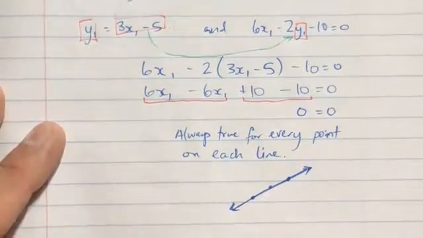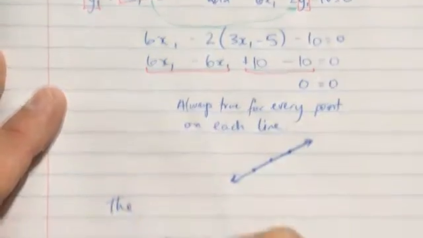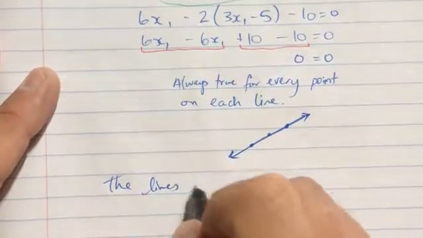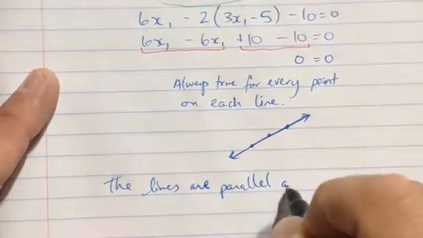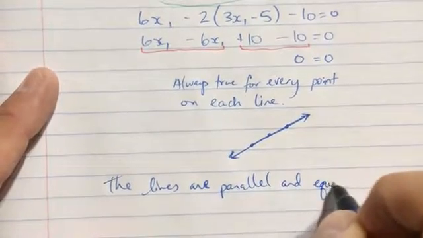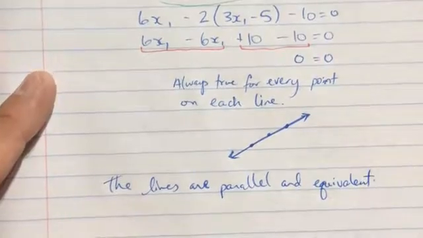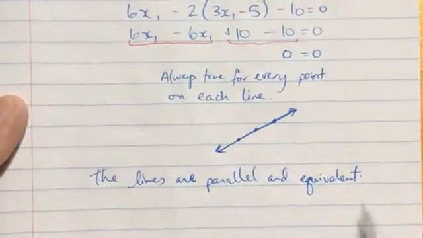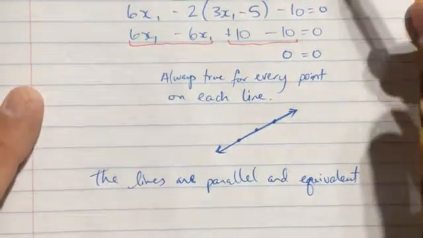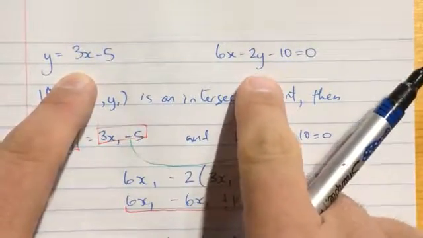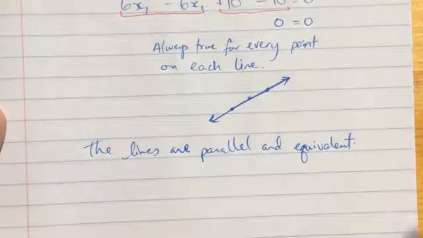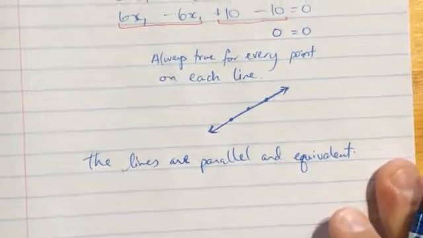And so the lines are parallel and equivalent. Now you might say things like the lines are the same line, the lines are identical, the two equations represent the same line, they're just written differently, and you can rearrange this one and it'll end up looking like that one after you simplify it. So those are the two other things that can happen.